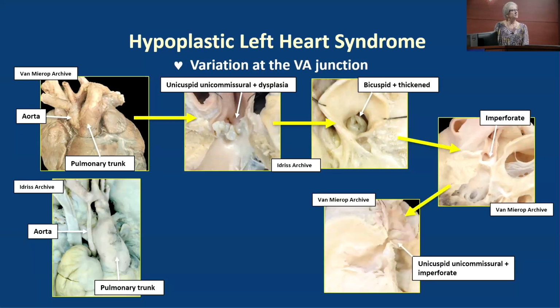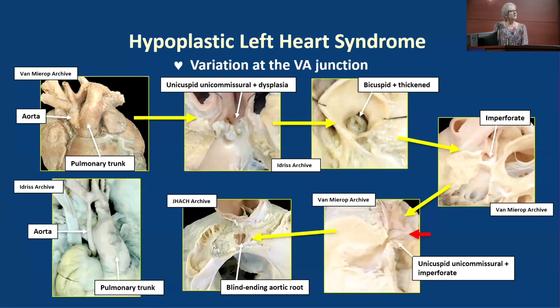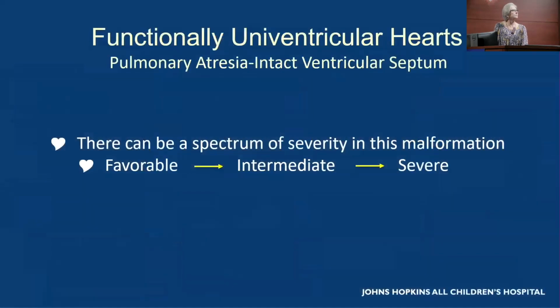This one shows us a very tiny left ventricle with a unicuspid unicommissural valve that became imperforate, and you can see where the only complete interleaflet triangle is marked with the red arrow, and we can progress to that tiny aorta where we have a blind-ending aortic root. So these are just some of the variations we can see, and also shows us where the insults during fetal development may have occurred.